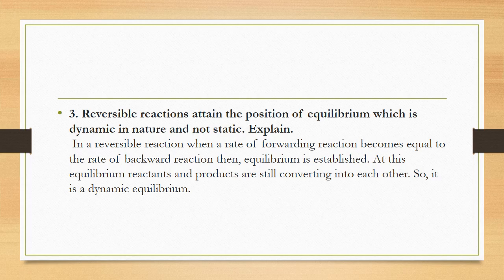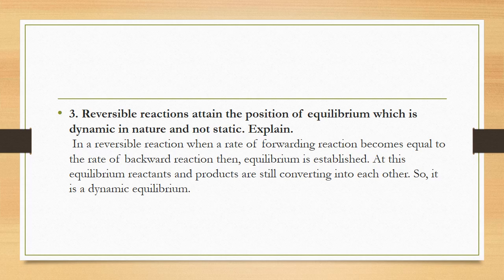When this stage occurs, first of all, reactants are reacted continuously to form the product. After some time, product is converted into the reactant, and at one time both the lines of the graph, rate of forward and rate of backward, become parallel, which shows it's not static, it's not stopped, but it is continued, but the rates of the forward and backward reactions become equal.